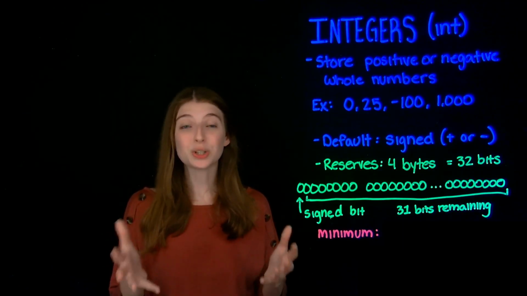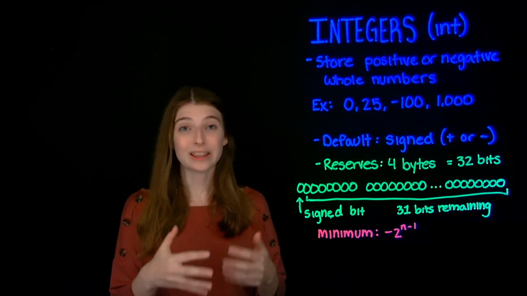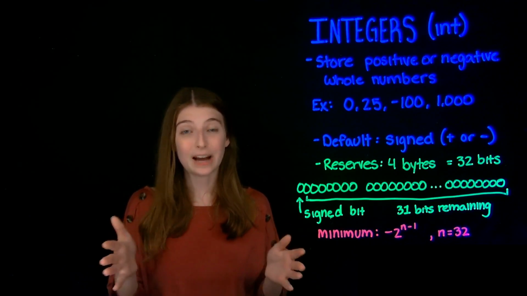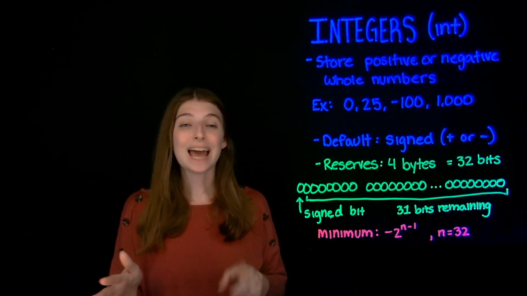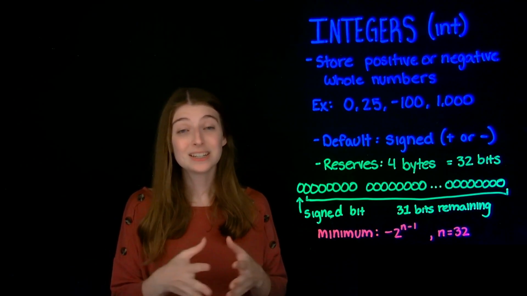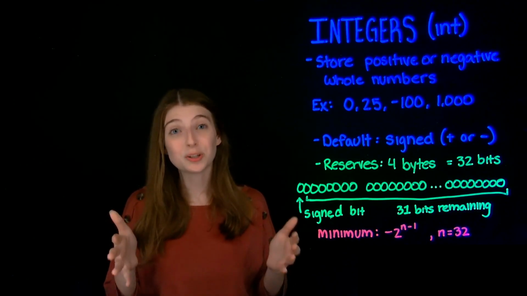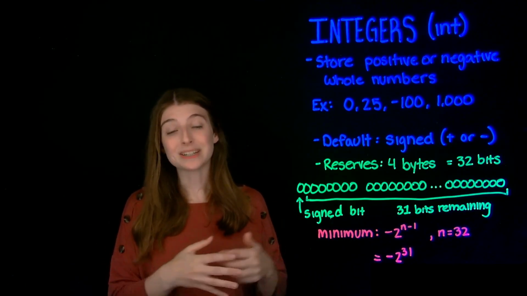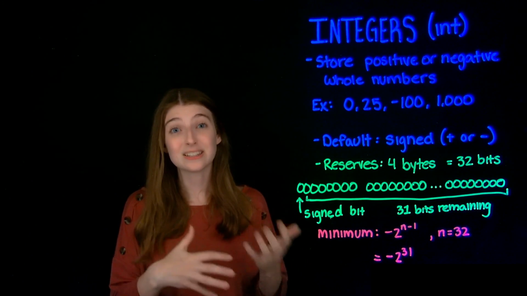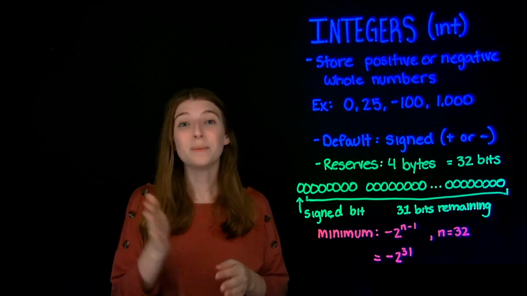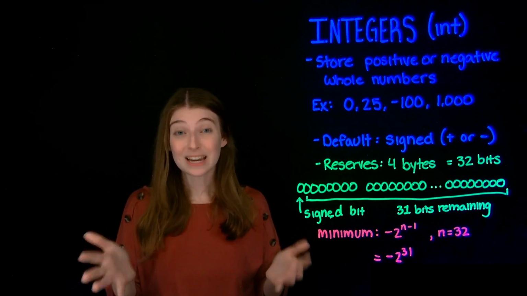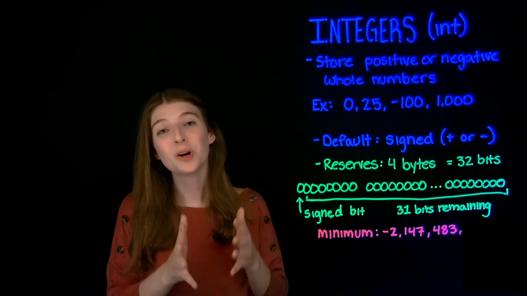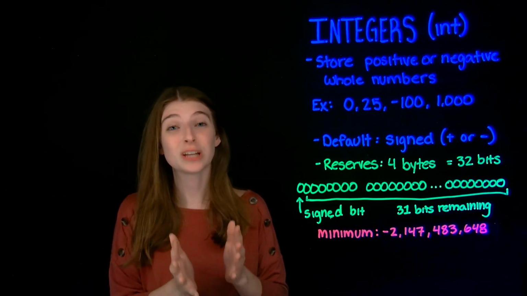So for our minimum range, we use a formula -2 to the n minus 1, where n is equal to 32, because that's how many bits total we have, 32 bits. Now we're using n minus 1 because one of these bits is being used for the sign, so we only have 31 bits to store the actual number. Now we're doing 2 to the power of 31 because each bit has 2 different possibilities, 0 or 1. And since we're trying to find the minimum value, we need to make this negative. So our final number is -2,147,483,648.